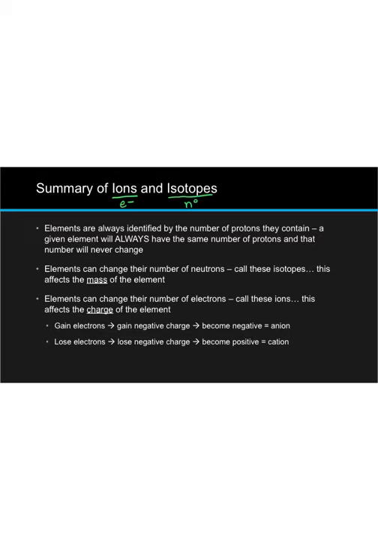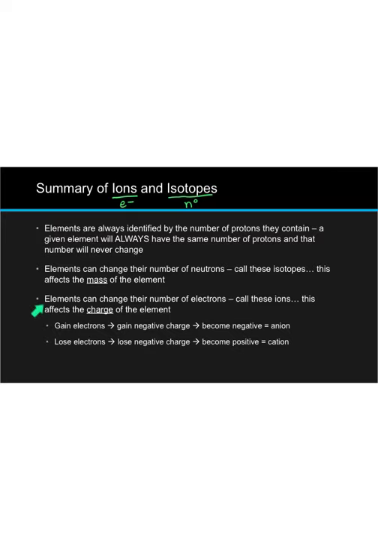Elements are always identified exclusively by the numbers of protons they contain. That number doesn't change lest we change the identity of an element itself. Elements can change their numbers of neutrons. Variations of atoms that have differing numbers of neutrons are called isotopes, and we see a change in isotope reflected in the total mass of the individual atom or average mass of the element.